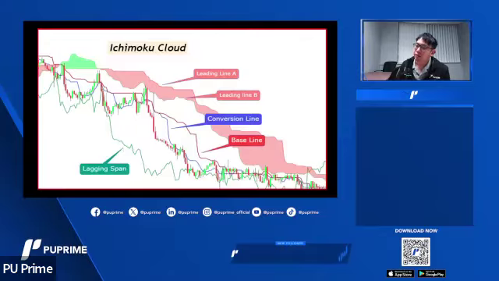For example, the closing price here is derived from somewhere around here, the 26th candlestick somewhere around here, and it is plotted here. The closing price is plotted here. So it comes up with this lagging span.